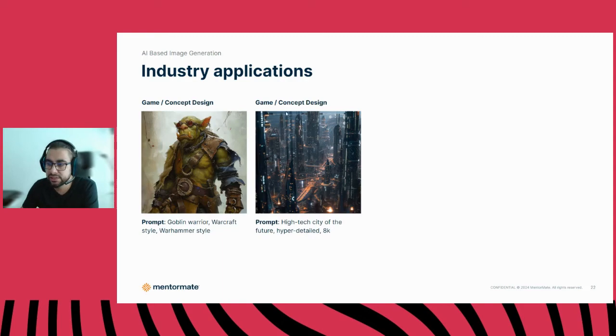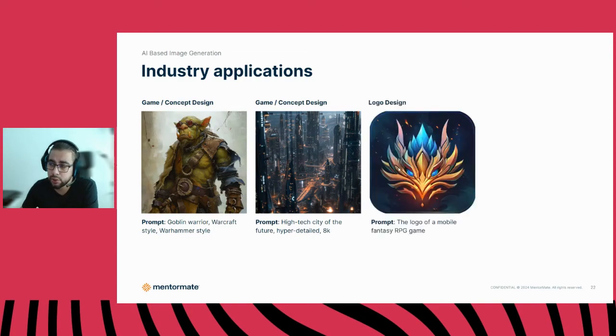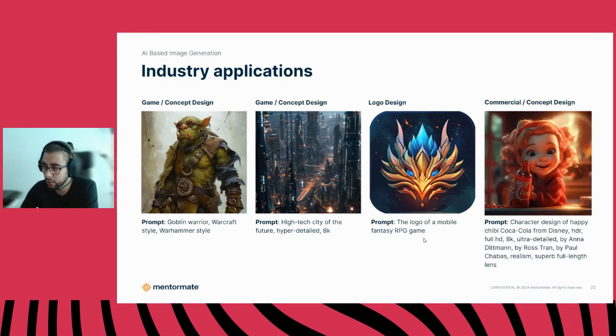We can use the same for example, a high-tech city, or even for a logo. So next time you're developing a new mobile application, for your prototype at least, before you get to a point where you can afford hiring a real designer, a human designer, you can use this. And the logo looks great. I asked it to give me a logo of a mobile fantasy RPG game. Or we can even generate characters for a commercial, like this one for Coca-Cola that I generated.